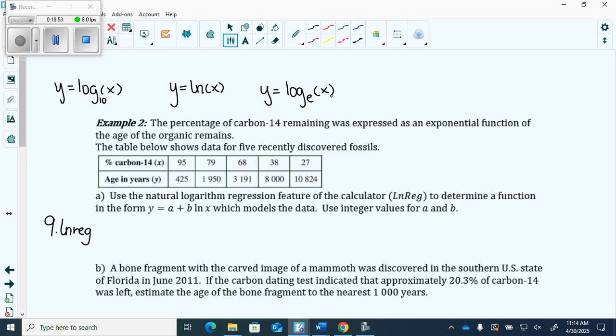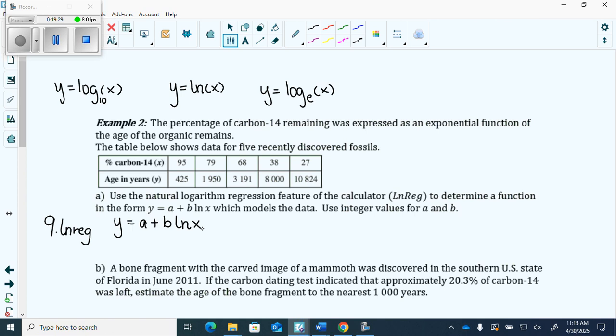So whenever we do regressions, we're always going to pick ln reg, not logistic. So many people are picking logistic. Logistic is not logs. It's logistic. So when this comes up on my calculator, it gives me the form y equals a plus b ln x. It's ln x. Do you see that? And then it tells me what a and b are. It says use integer values for a and b. Integer values means not decimals.